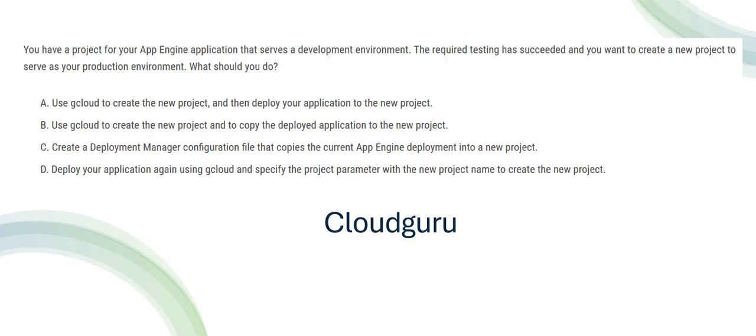This is the next one. You have a project for your App Engine application that serves a deployment environment. The required testing has succeeded. Testing is successful. Now, what do you have to do? You want to create a new project to serve as your production environment. What should you do? So, you were developing it, your testing was executed properly, and now you have to set up a production environment.